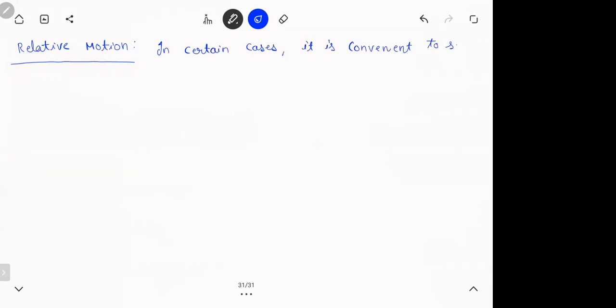So today we'll be starting off with a new subtopic. Relative motion. So what is this relative motion about? In certain cases, it is convenient to solve with respect to a moving frame.